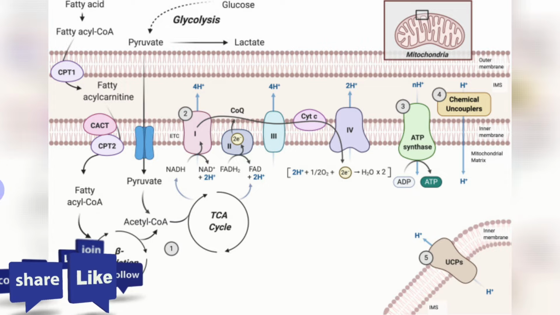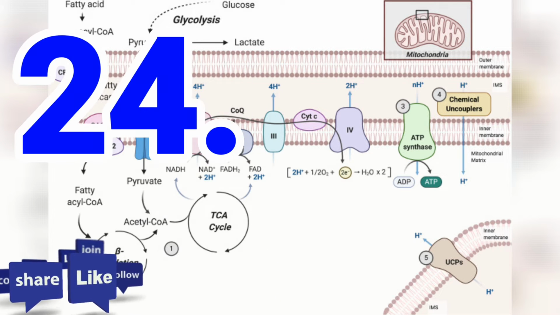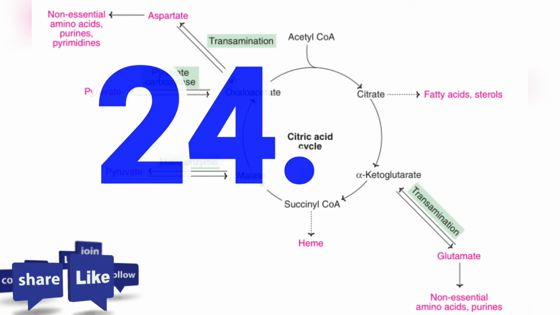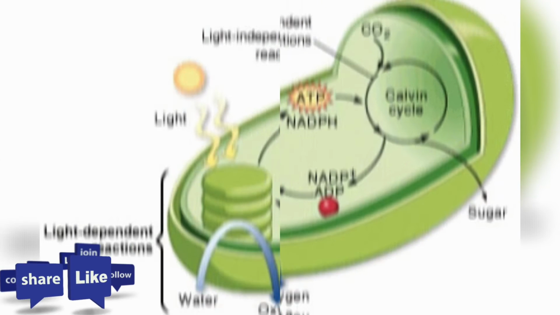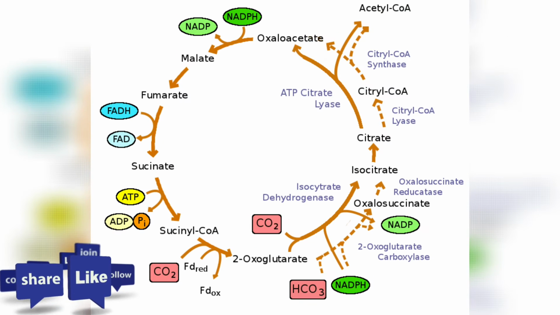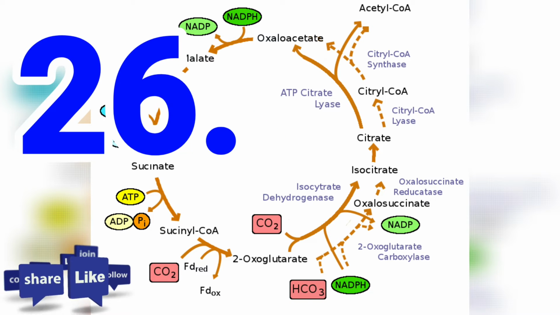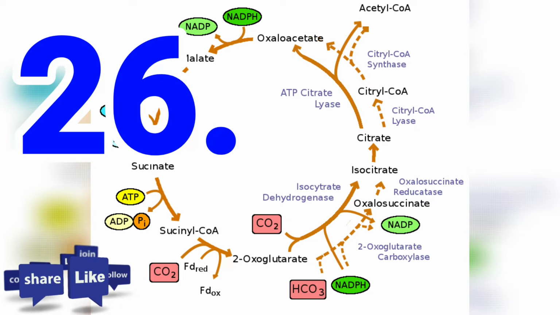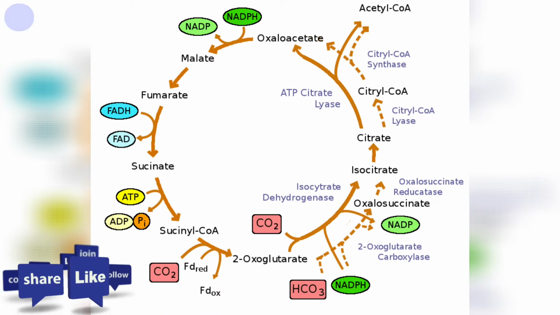Now learn a few important points from the Krebs cycle. The Krebs cycle is also called the TCA, tricarboxylic acid cycle, or CA cycle, that means citric acid cycle. The Krebs cycle occurs in the matrix of mitochondria. The Krebs cycle involves 4 dehydrogenations, that means 3 NADH2 and 1 FADH2, and 2 decarboxylations, that means 2 molecules of carbon dioxide.